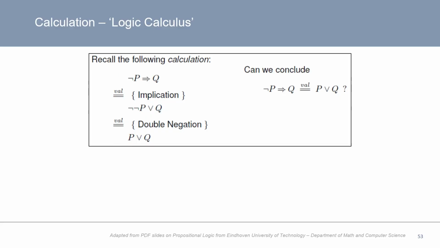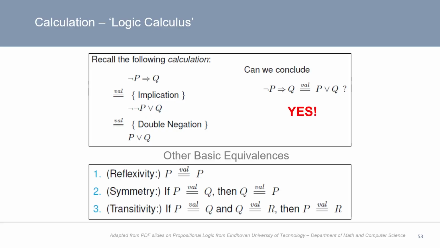This calculation was meant to answer the question, can we conclude that negate P implies Q is equivalent to P or Q? And in fact, we showed that it was. Some other basic equivalences to note here include reflexivity, symmetry, and transitivity.